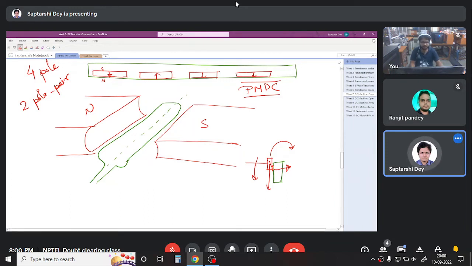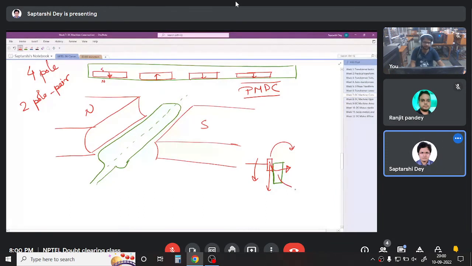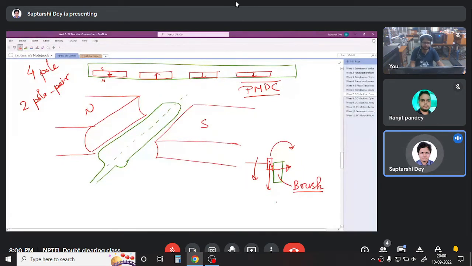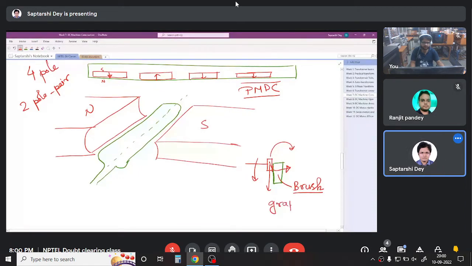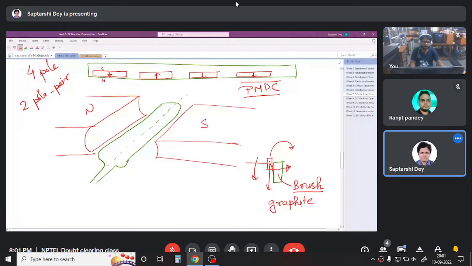In case of a DC machine, this is called a brush. This brush is made up of graphite. Why graphite? Because it is a sliding contact. Things are rubbing against each other, so I cannot put iron. There will be a lot of friction, a lot of energy loss, a lot of sound. So I have to keep something that is soft and at the same time a good electrical conductor. Something that is soft and conducting is graphite.